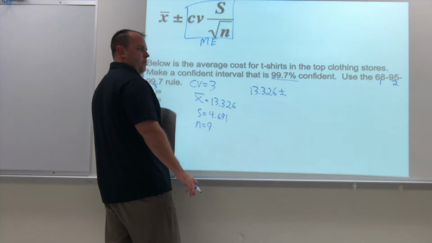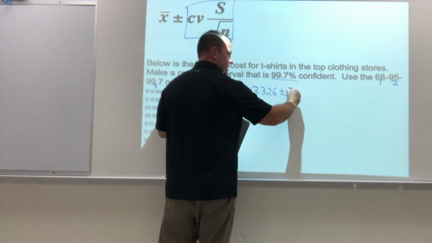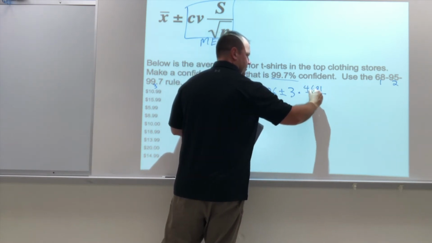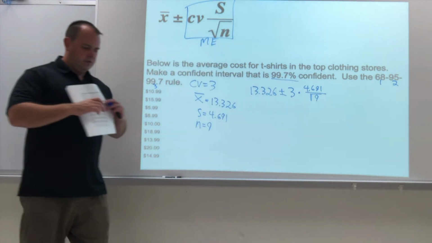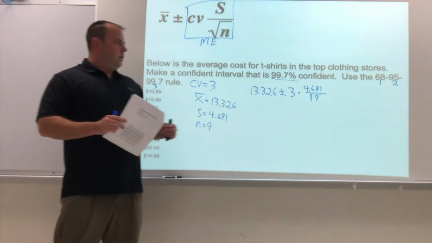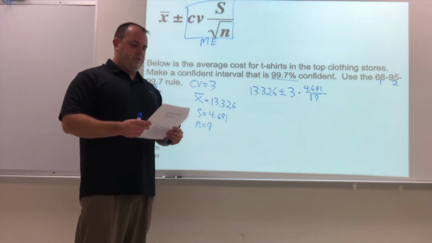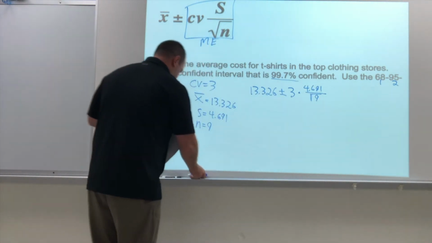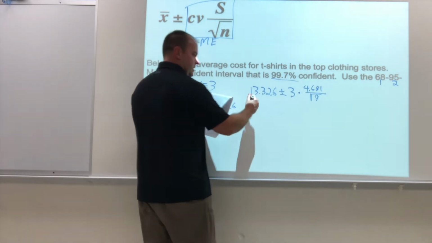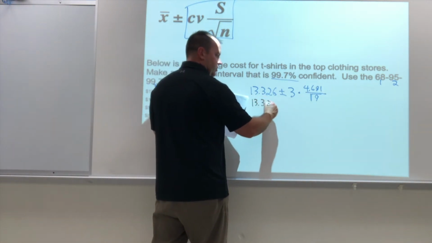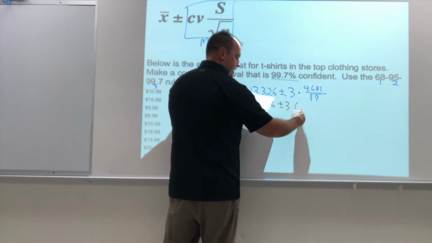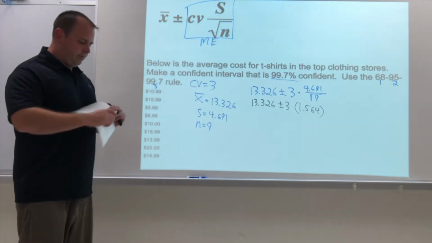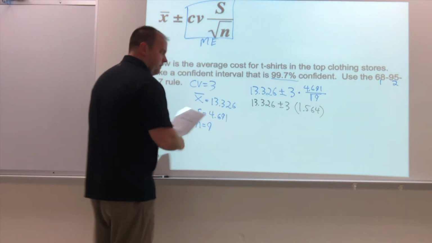we have 13.326 plus or minus 3 times 4.691 divided by the square root of 9. So there is our formula with all the correct values plugged in. And just like before, I'm going to take it bit by bit. I do my standard error first, just this little fraction here, and simplify it. So you end up with 13.326 plus or minus 3 times 1.564. I'm going to now multiply the 3 times 1.564.